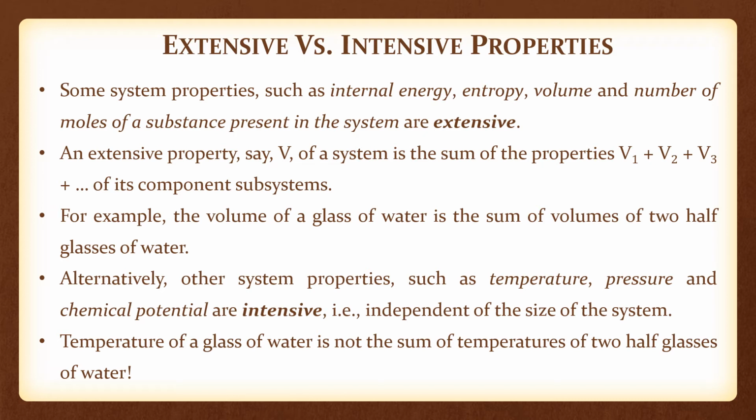One of them should be extensive, and each variable should correspond to one work mode of interaction or the heat interaction, plus 1. So this is the postulate that says how to define the macroscopic state of a thermodynamic system.